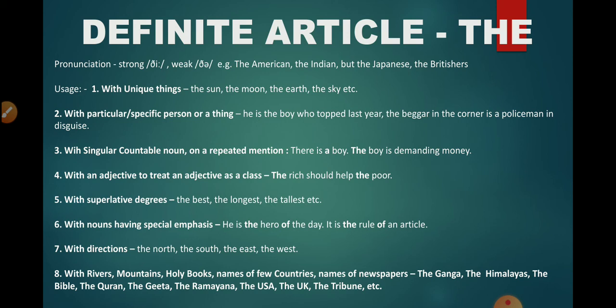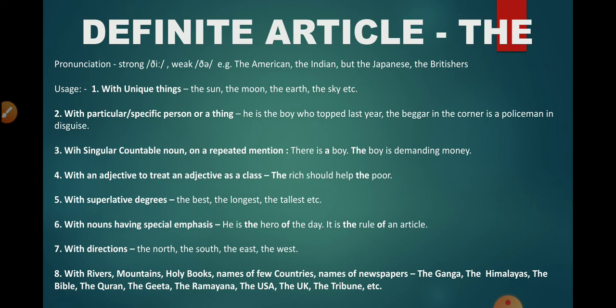Fine. Let's now move to the uses of the definite article. First one is with unique things. For the unique things of nature, we must use the definite article. For example, the sun, the moon, the earth, the sky. Whichever are the unique creations of nature, we must use the definite article before them.